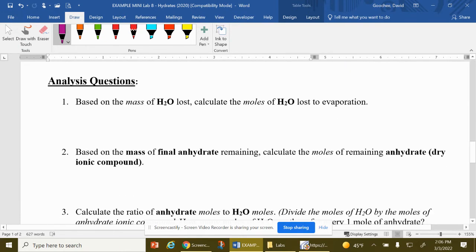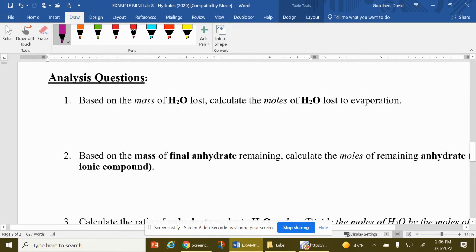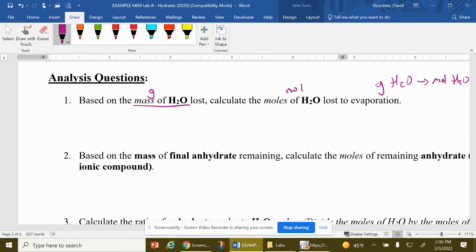All right, so here we go. Problem number one. Based on the mass of H2O lost, that's mass in grams, calculate the moles of H2O lost. So we're going from grams of H2O to moles of H2O. So here we go. Let's get this set up.